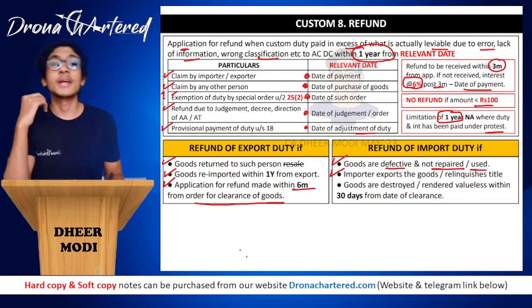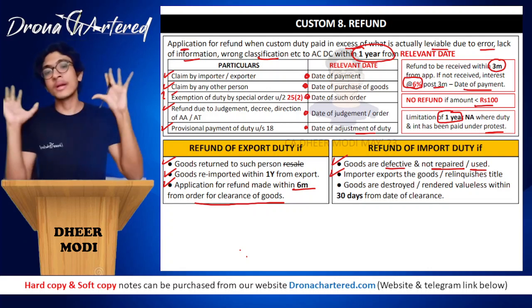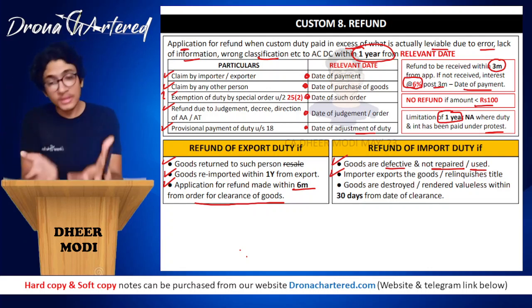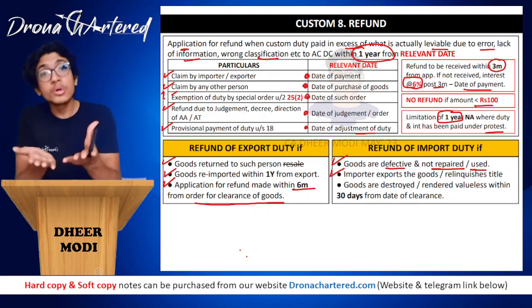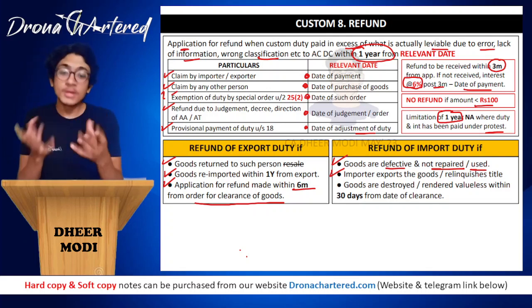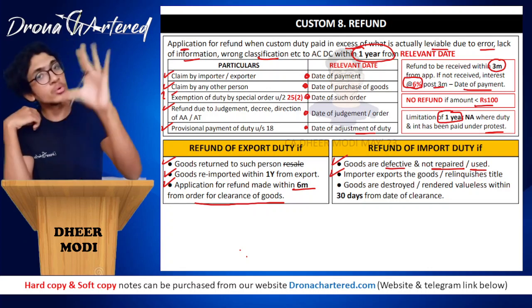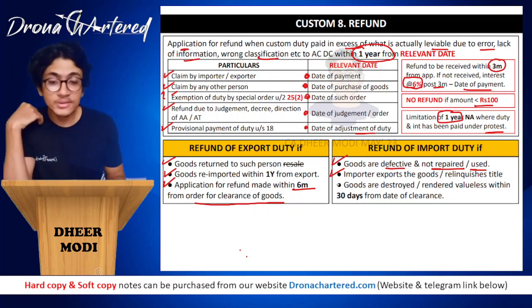Second is relinquishes title. That means he gives up ownership that, boss, I do not want these goods. You keep these goods with yourself. Please, this import duty that I had paid you, please give this back to me as refund. I don't want these goods. You keep it. So that is your relinquishes title.